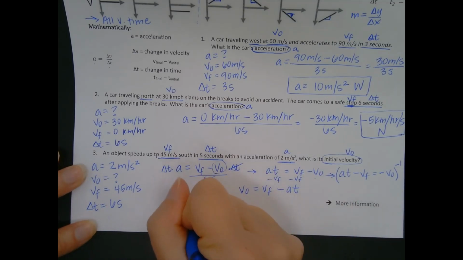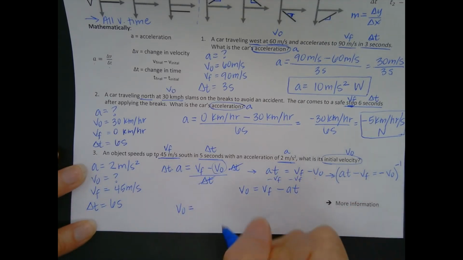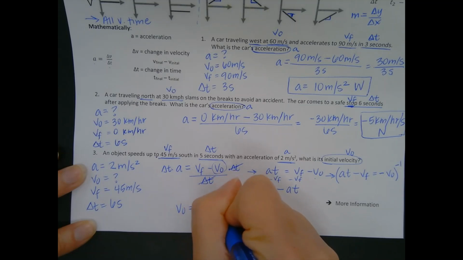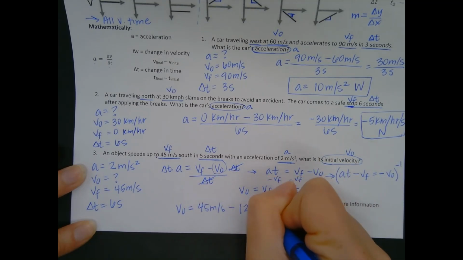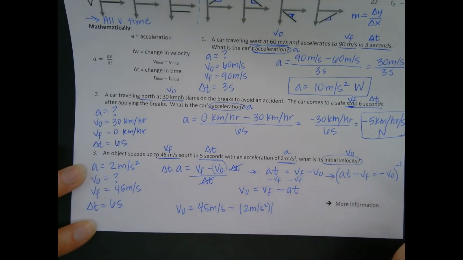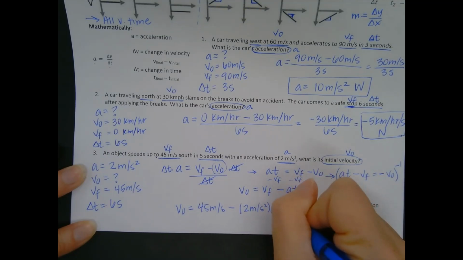So initial velocity equals my final velocity, so 45 meters per second, minus my acceleration, which is 2 meters per second squared, times my time, which is 6 seconds.